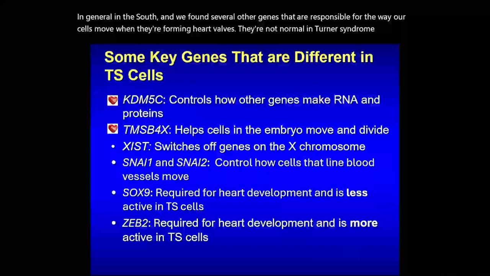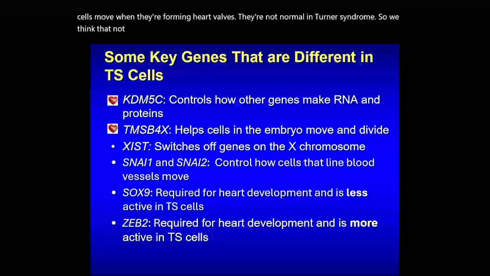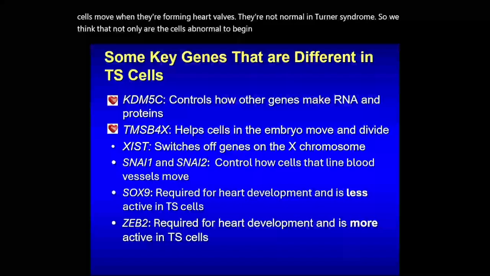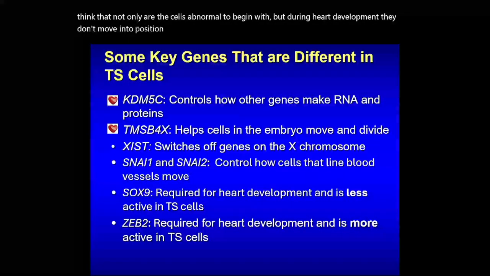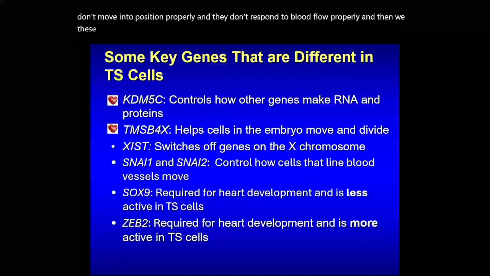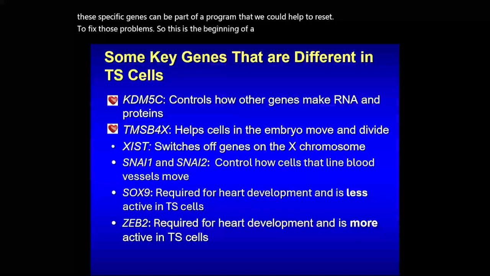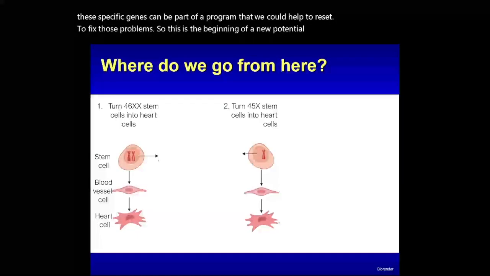So we think that not only are the cells abnormal to begin with, but during heart development, they don't move into position properly, and they don't respond to blood flow properly. And that these specific genes can be part of a program that we could help to reset to fix those problems. So this is the beginning of a new potential treatment for Turner syndrome.